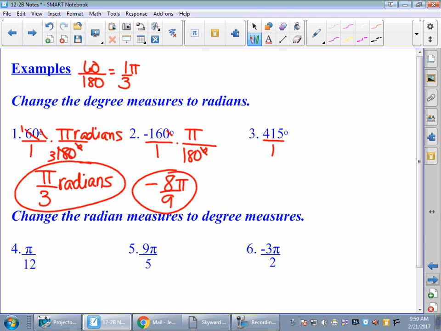415 degrees over 1 times pi over 180 degrees. We're going to put that as a fraction instead of a division problem, and it will reduce it for you. 83/36 pi. Which makes sense because 1 whole pi would be 360 degrees around. That would be 36/36. This went around 1 time and then some. That's why the 83 is there, and why it's improper.